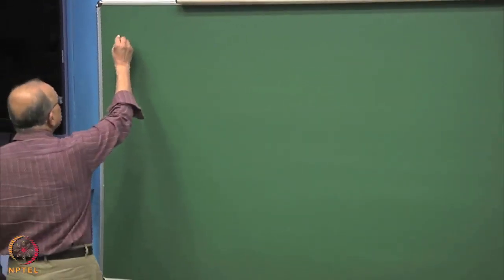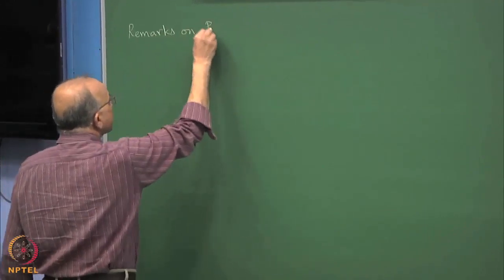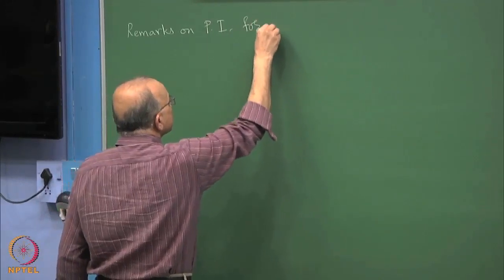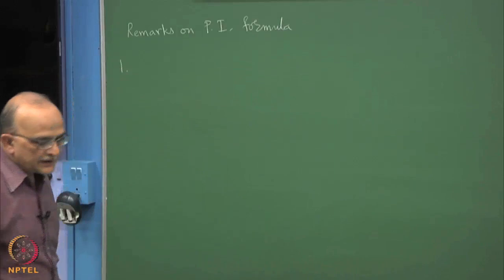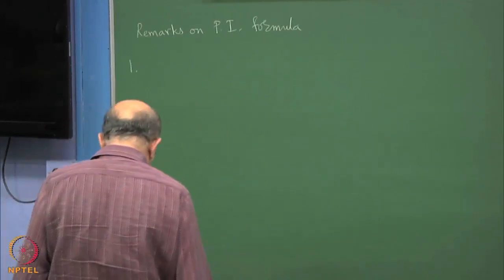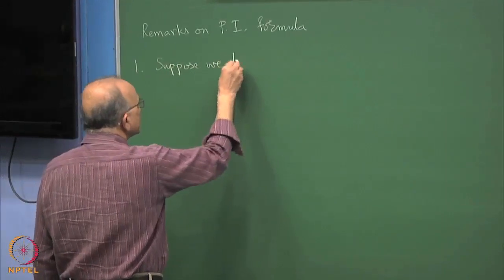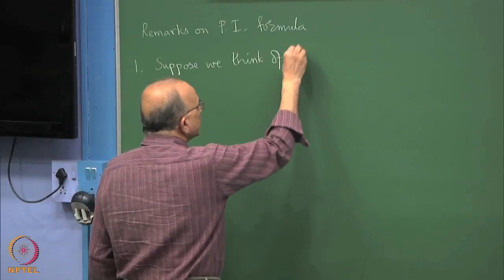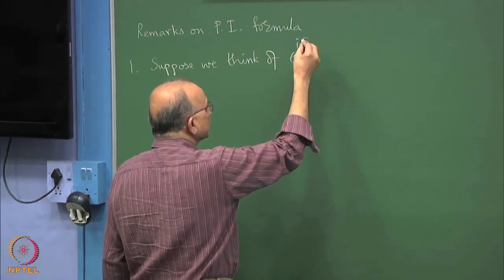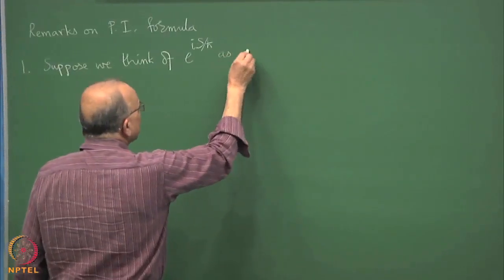Let us begin with winding up some interesting points about the path integral formula. One is that it automatically gives time ordered products. So the point is, suppose we think of e raised to i S over h cross (we might be dropping h cross very soon, but let me put it this time) as a weight function.